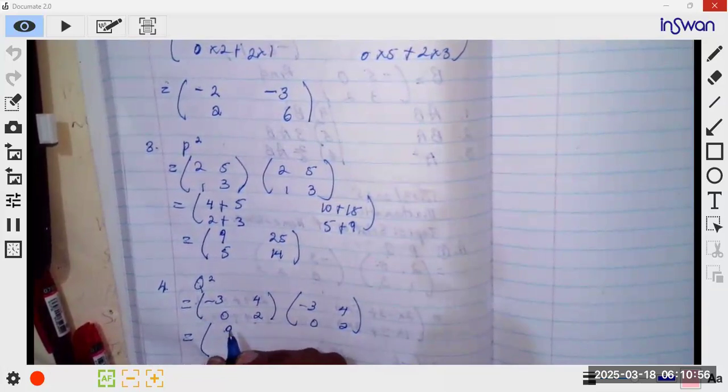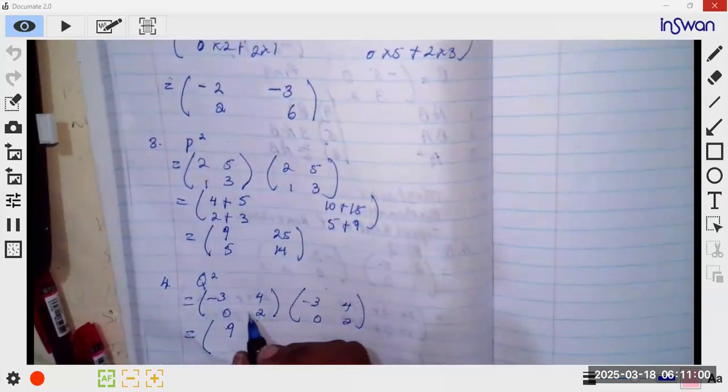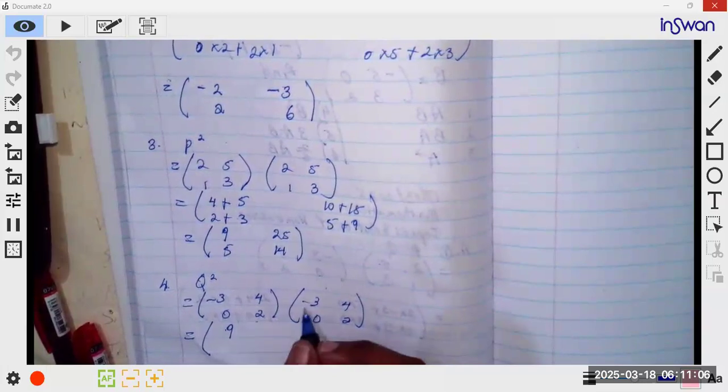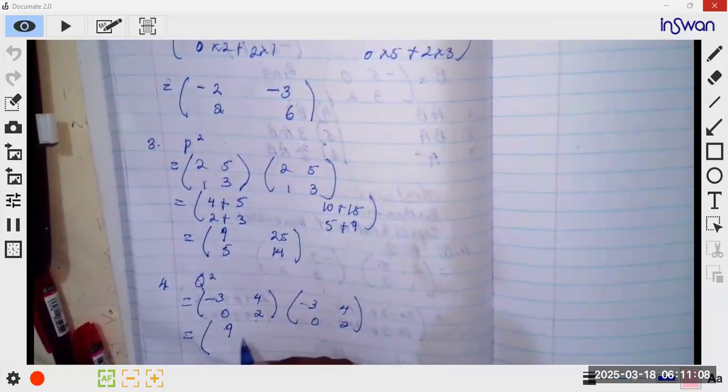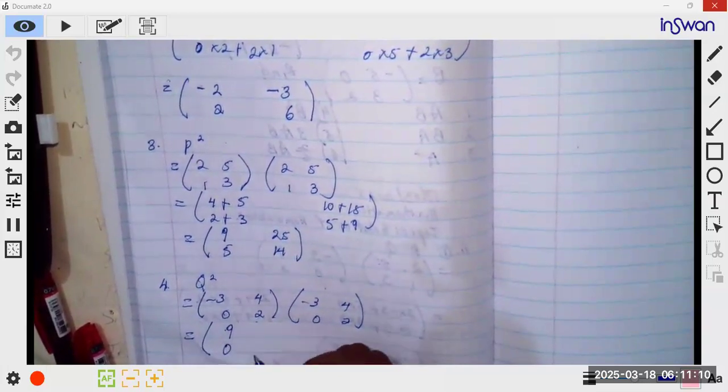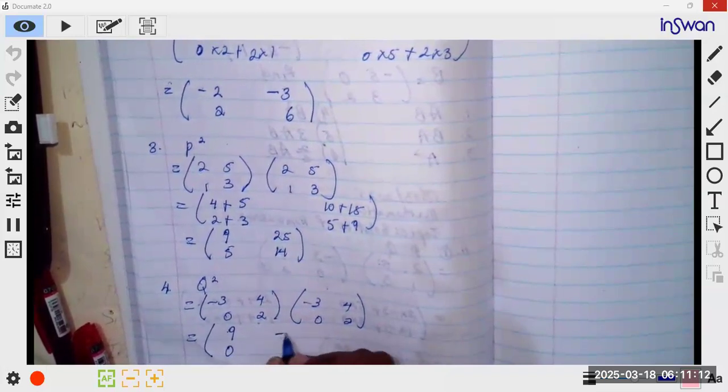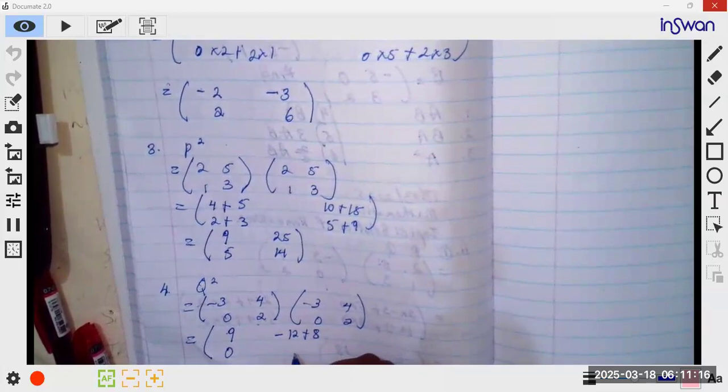So therefore now, what we'll be doing is this. Minus 3, that will be 9 plus 0. 4 times 0 is 0. 0 times minus 3 is 0. Plus 2 times 0 is 0. Minus 3 by minus 4 is minus 12 plus 8. And 0 by 4 will be 0.